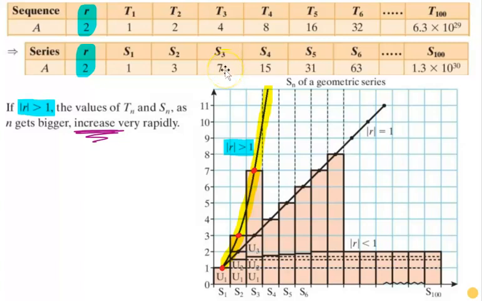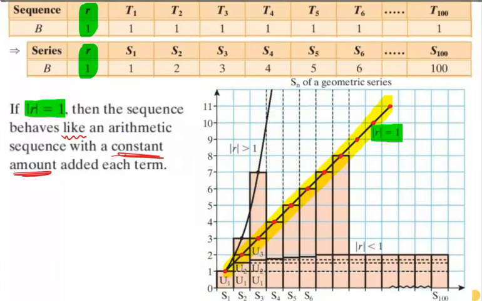Our next point, if we could fit it on the graph, which we can't, would be S4, 15, and then S5, 31, and so on. You can clearly see that the graph shoots upwards. It gets bigger and bigger very quickly. That's the main thing I want you to take from this: this is what the graph would look like if the common ratio r is greater than 1. It would shoot upwards.